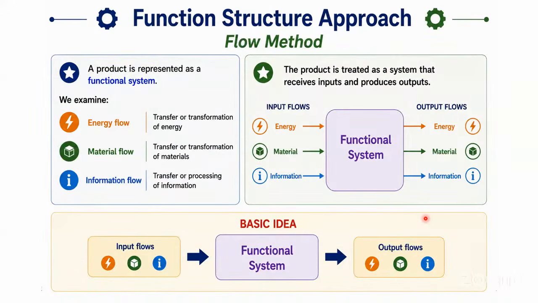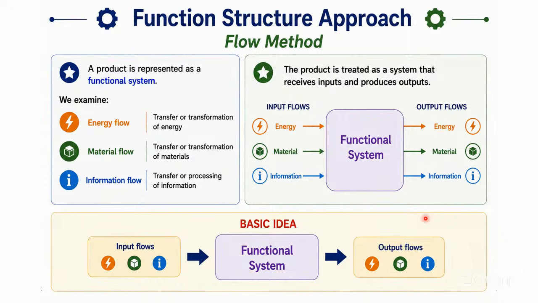The function structure approach is the flow method. The product is represented as a functional system. We examine three things: energy flow, material flow and information flow. Energy flow is the transfer or transformation of energy. Material flow is the transfer of materials. Information flow is the transfer or processing of information. These are the three flows that we are going to consider from input to output through the functional system.